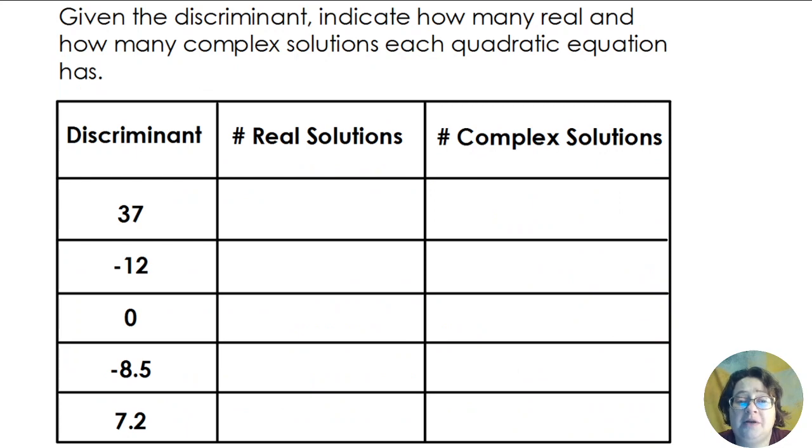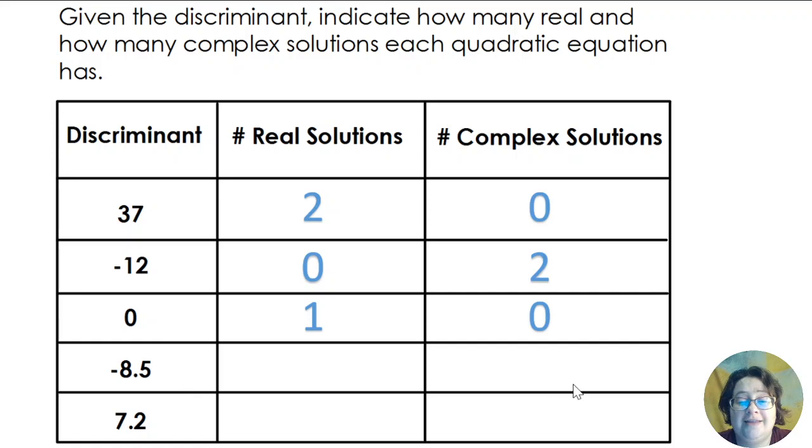So, given the discriminant, we should be able to figure out how many real and how many complex solutions each quadratic equation has. For a discriminant equal to 37, that's greater than 0, so I know I have two real solutions and no complex solutions. If my discriminant is negative 12, then I'm taking the square root of a negative number, that's where i comes in, so I have no real solutions and two complex solutions. If the discriminant is equal to 0, well, that means I have one real solution, that's my double root, and no complex solutions.